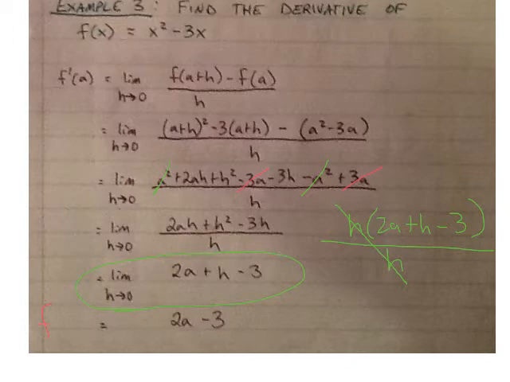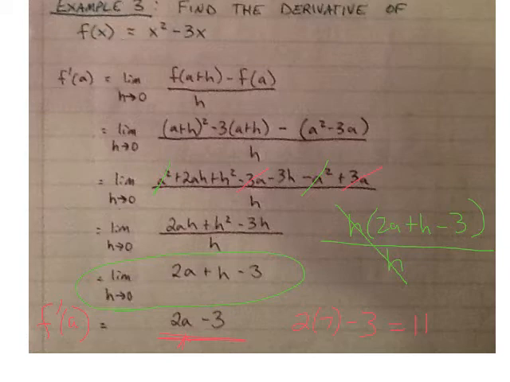So f prime of a is 2a minus 3, which means at any point on the curve we can find the slope by plugging in the value for a. So if I wanted to know what the slope was at a equals 7, I would say 2 times 7 minus 3, which is equal to 11. So on that curve, the slope at a equals 7 is 11.